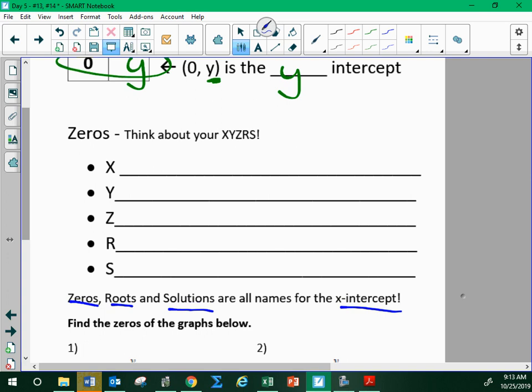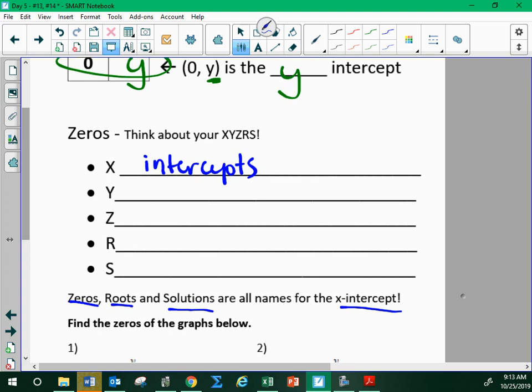Anyway, so synonyms are just different words that mean the same thing. Zeros, roots, and solutions, x-intercept, they all mean the same thing. So when they ask you about your zeros, you want to think about your x-intercepts. Right? Because that's just the same thing.